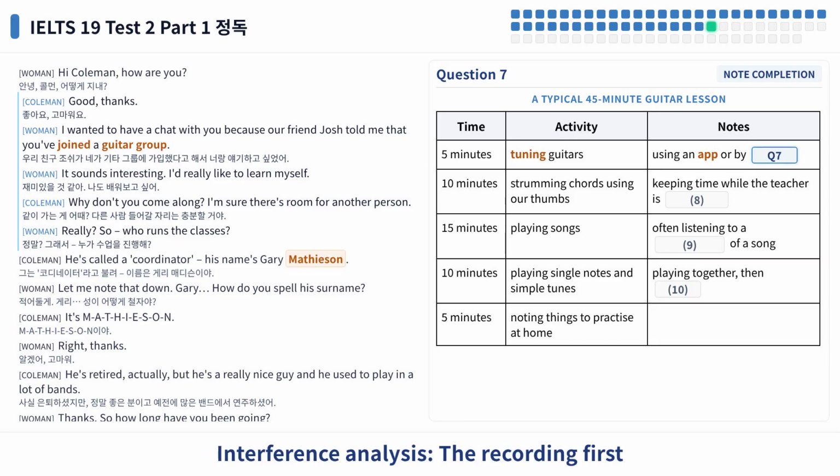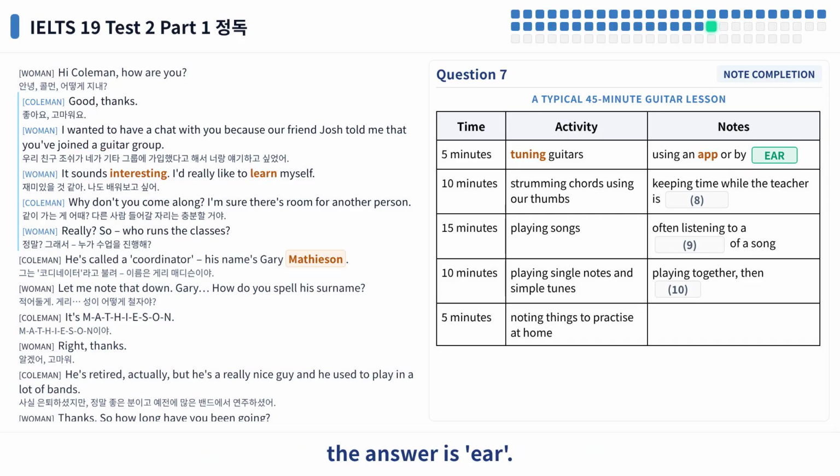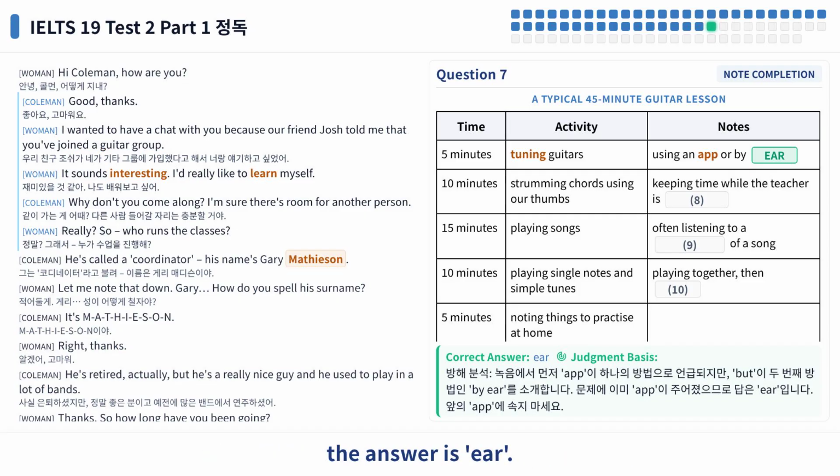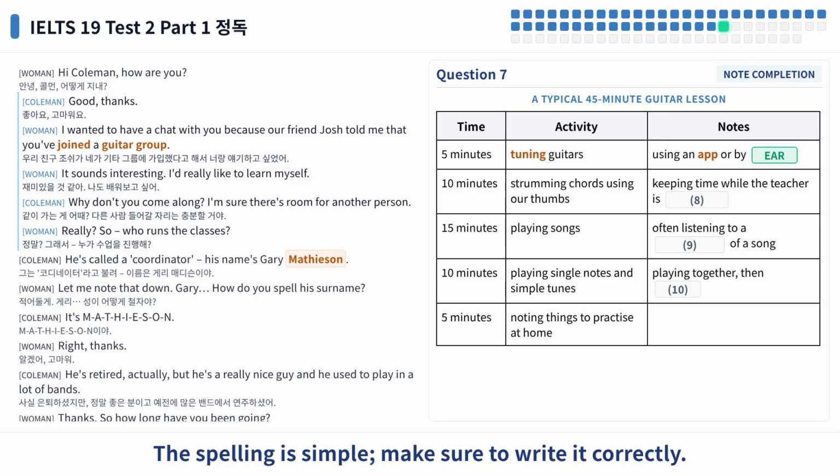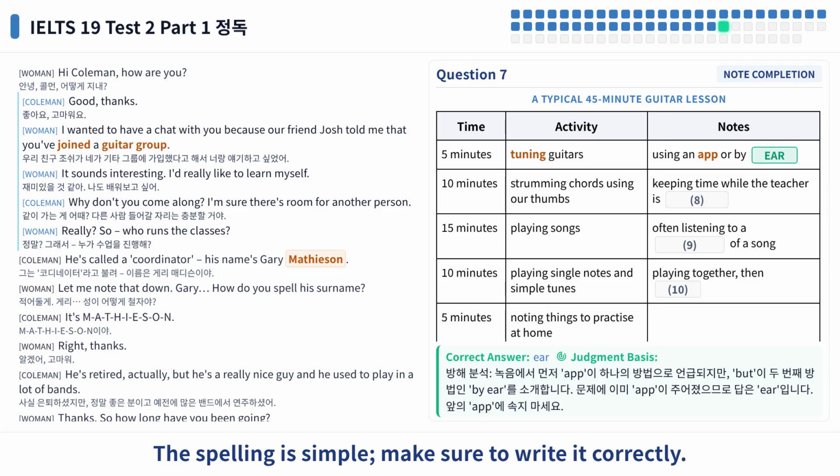Inference analysis. The recording first mentions app as one way, but then but introduces the second way by ear. Since app is already given in the question, the answer is ear. Don't be fooled by app. Therefore, fill in ear for question 7. The spelling is simple. Make sure to write it correctly.